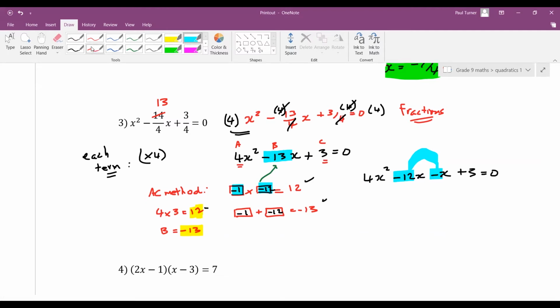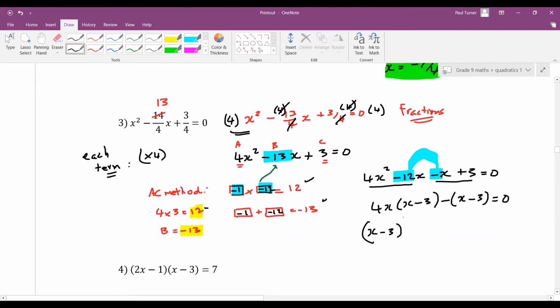So now we can do our grouping method here and here. So your common factor here will be 4x, x minus 3, minus x minus 3 here. Notice how I put a bracket, and then this plus 3 became minus 3 here. So then your common factor is x minus 3. And you're left with 4x minus 1. There's a 1 there. So 4x minus 1 equals 0.